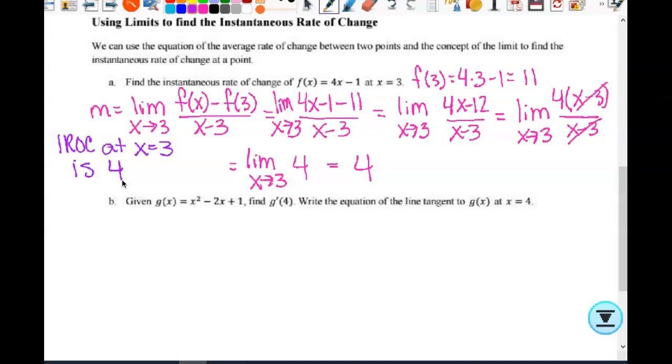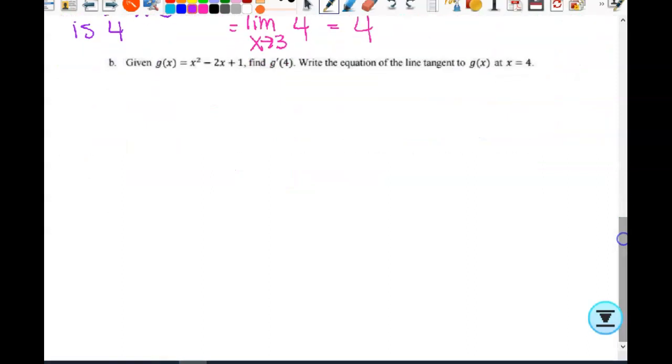All right, so let's look at this. Now this says find g prime of 4. We really haven't talked about what that means yet, but it means I want the slope when x is 4. Don't worry about the notation. We are looking for the equation of the line tangent to g of x at x equals 4, which means we need to find the IROC, and that's what g prime of 4 is. It's the instantaneous rate of change. We just haven't talked about that notation yet, but we will.